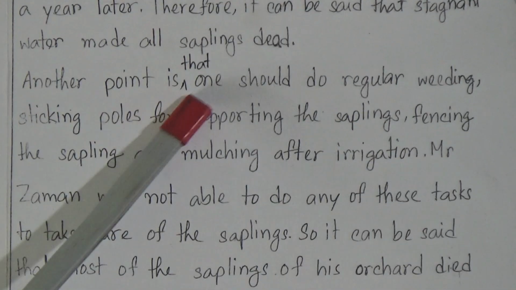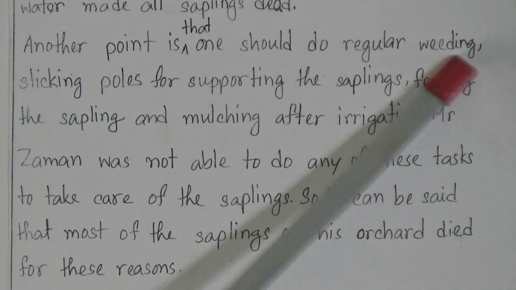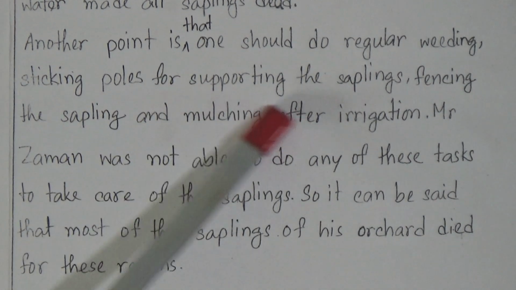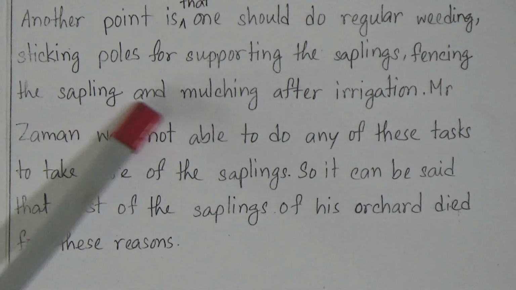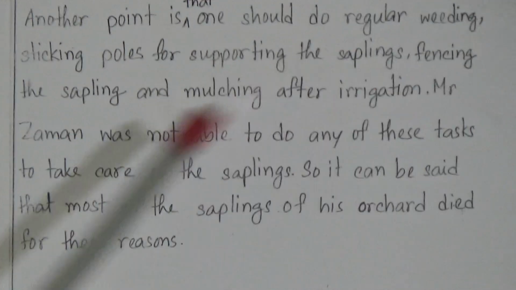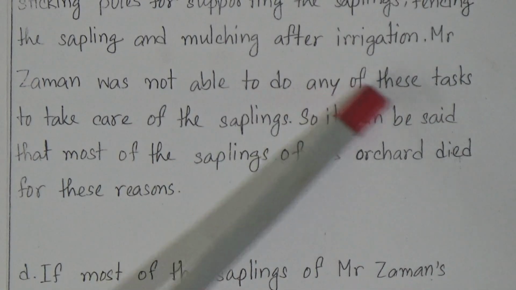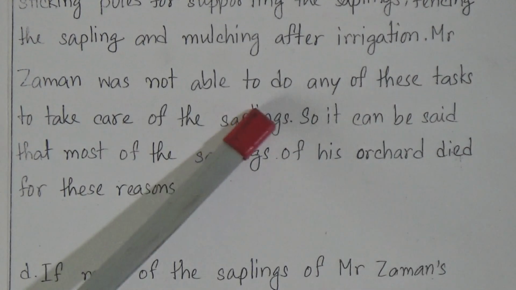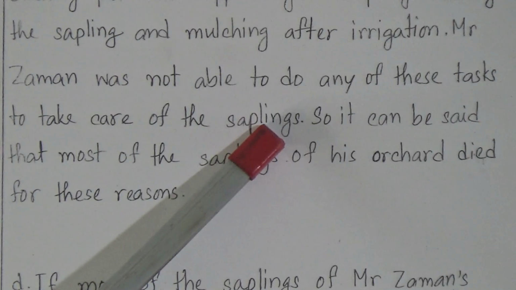So another point is that one should do regular weeding, sticking poles for supporting the saplings, fencing the saplings, and mulching after irrigation. So Mr. Zaman was not able to do any of these tasks to take care of the saplings because he works in Kumilla.